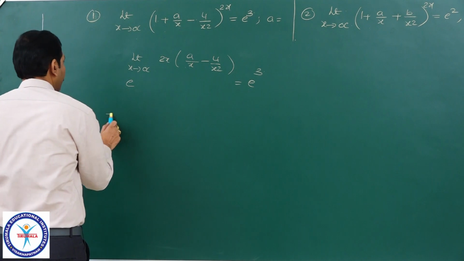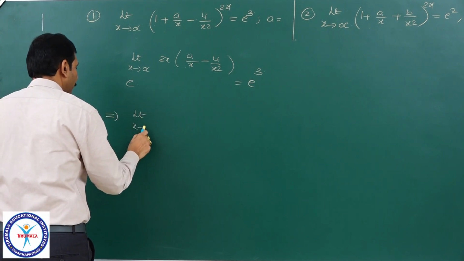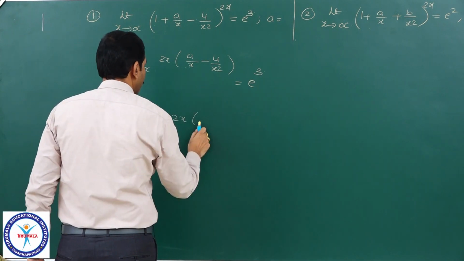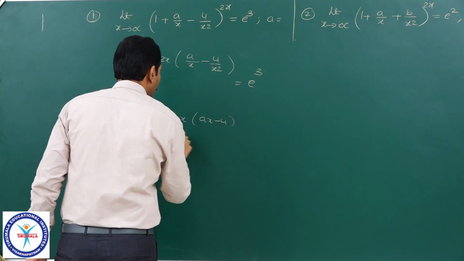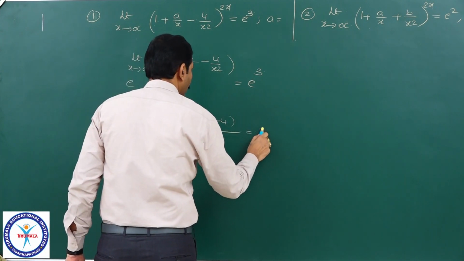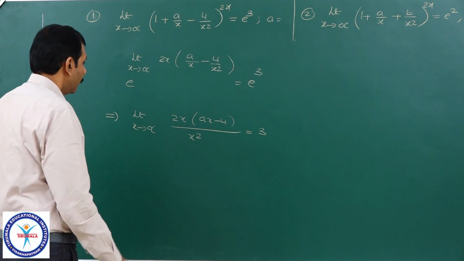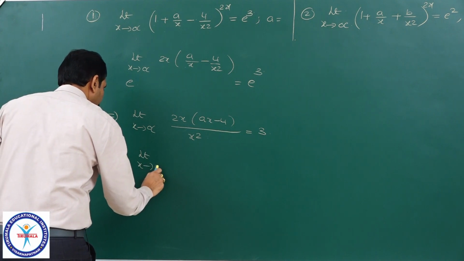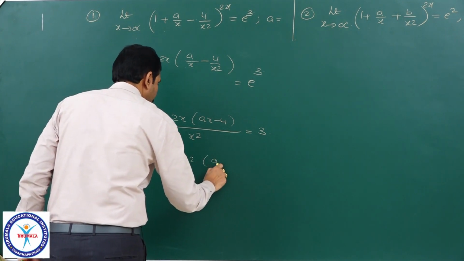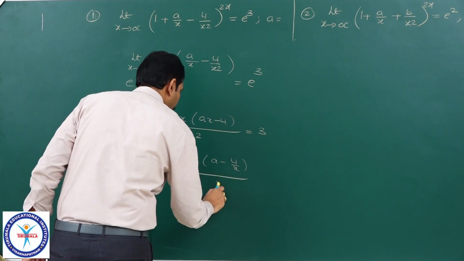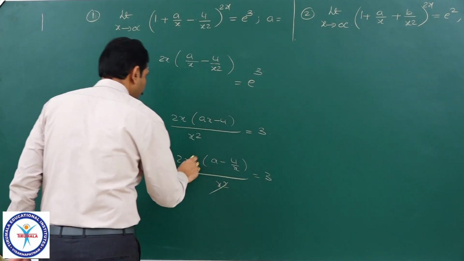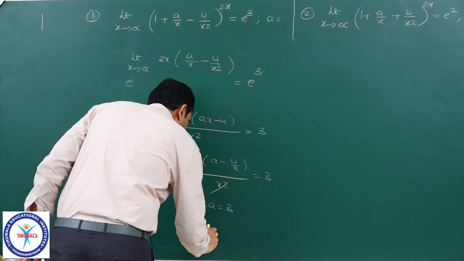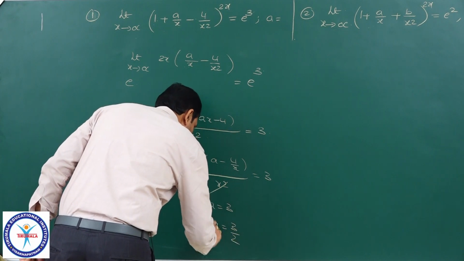That implies the limit as x tends to infinity of 2x into (LCM x square) ax minus 4 by x square is equal to 3. Now, if I take x outside, limit x tends to infinity 2x square into a minus 4 by x square is equal to 3. This x square cancels. As x tends to infinity, it will become 0. 2a is equal to 3, which implies a equals 3 by 2 will be the answer.